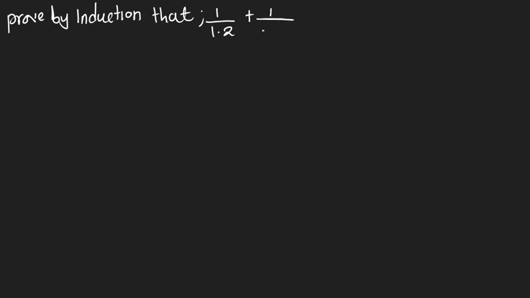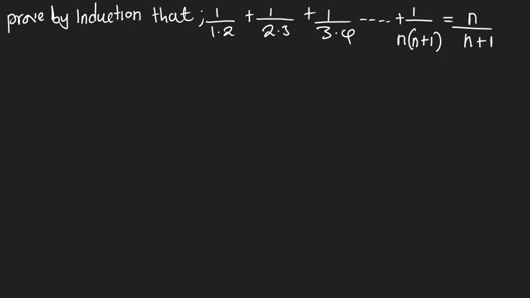The third one is saying, prove by induction that 1 over 1.2, I don't know if this is 1.2 or it's 1 multiplied by 2 in that data sheet, and then you have 1 over 2.3 plus 1 over 3.4, and so on, then we say plus 1 over n times n plus 1, they say is equal to n over n plus 1. Solution.